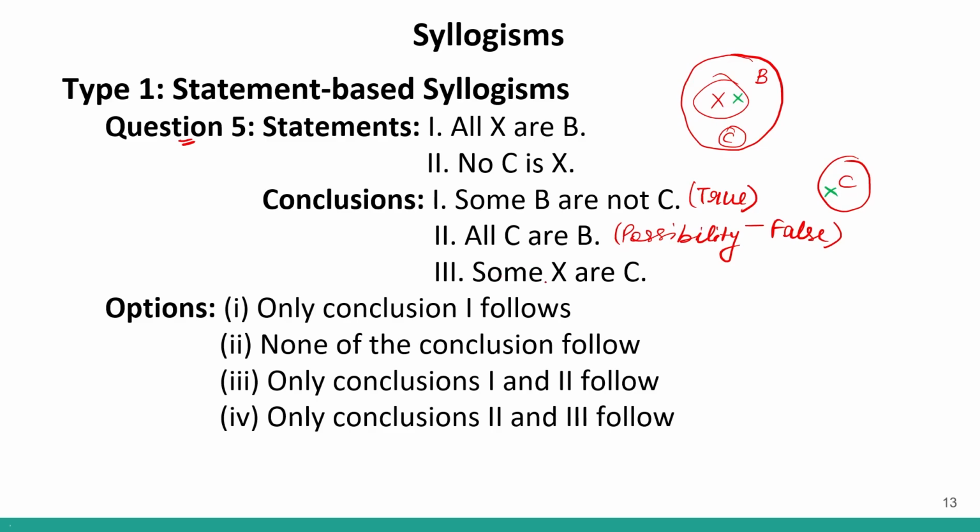Conclusion number 3 says some X are C. Again, some X cannot be C because they are not overlapping. Hence, this is a false statement. So only conclusion number 1 is following. If I look at the options, option number 1 says only conclusion 1 follows. This will be my answer.